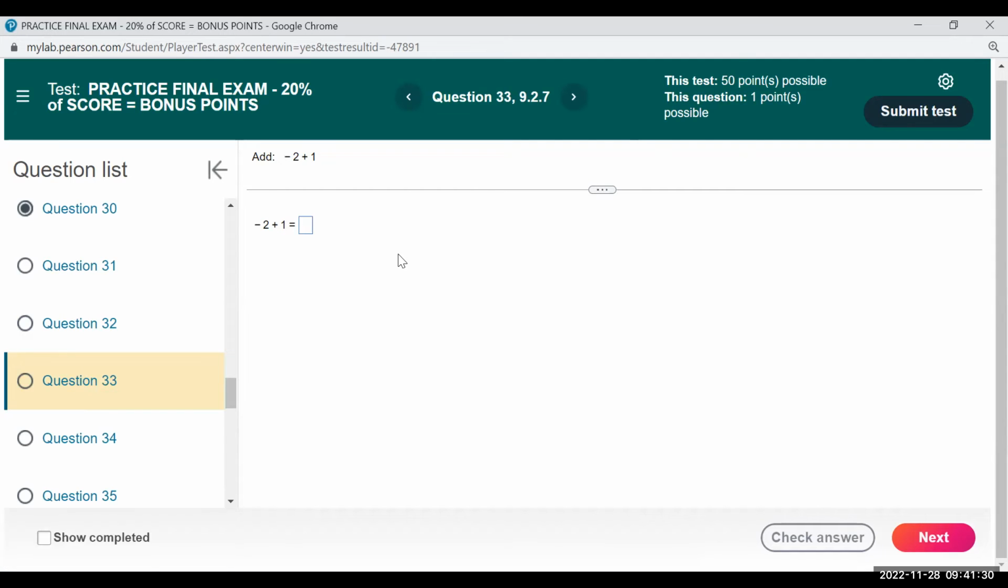How about this one? Let's see if you remember how I told you how to do these. It'll save you problems forever. Look at the signs first. What number is bigger, 2 or 1? So the answer is negative. Since the signs are opposite, you subtract. 2 minus 1 is 1. So the answer is negative 1.